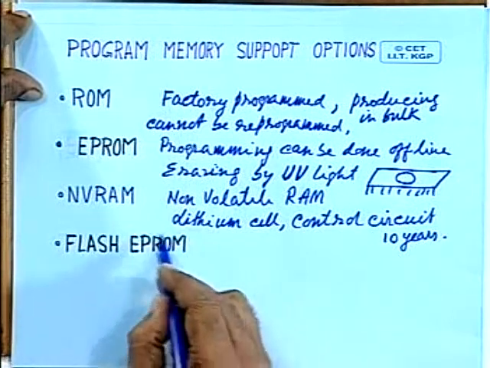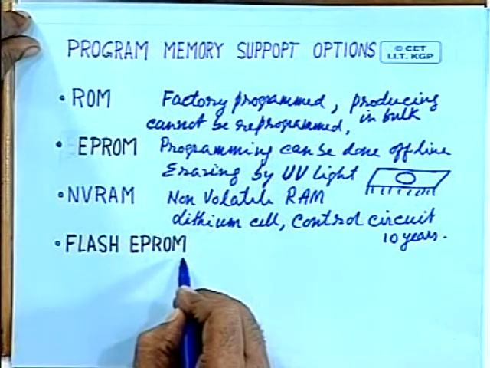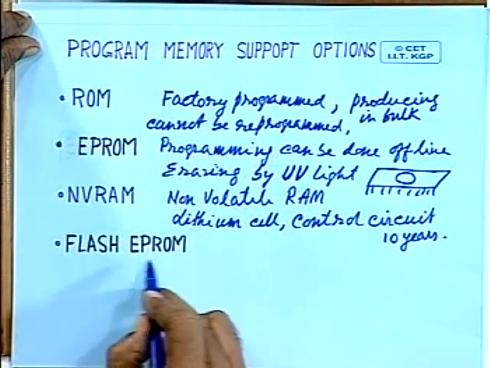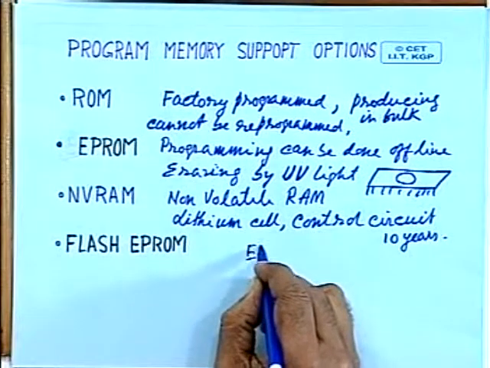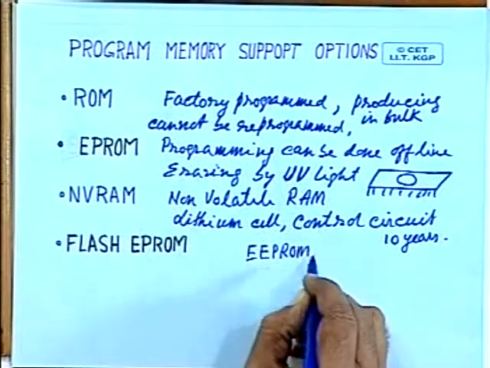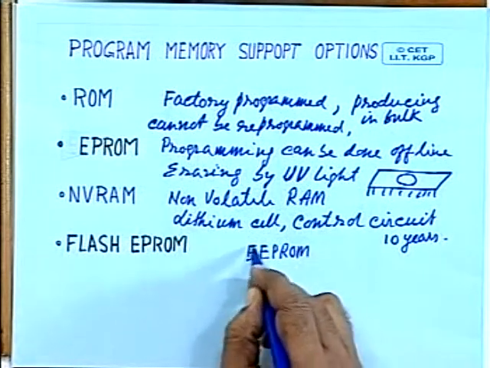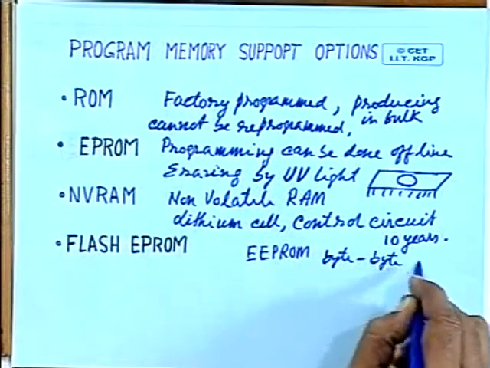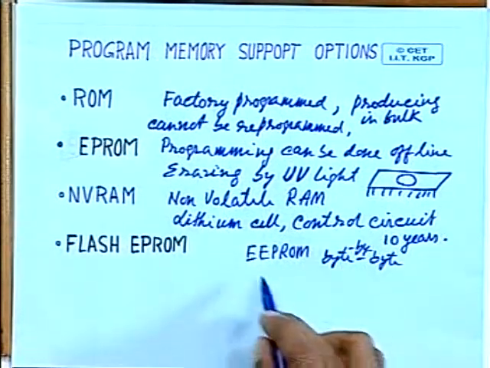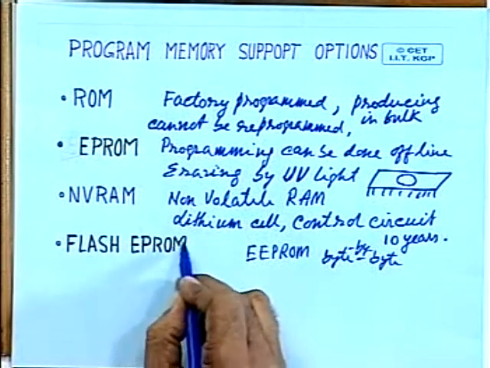In such cases, since it is a RAM, random access memory, you can do writing and rewriting a large number of times. And another type of ROM is also becoming popular, that is known as flash EPROM. Flash EPROM is an enhanced version of electrically erasable and programmable ROM. So it is an extension of electrically erasable and programmable ROM. Of course, in case of electrically erasable and programmable ROM, you can do erasing and writing byte by byte. However, in case of flash EPROM, you cannot do writing byte by byte.